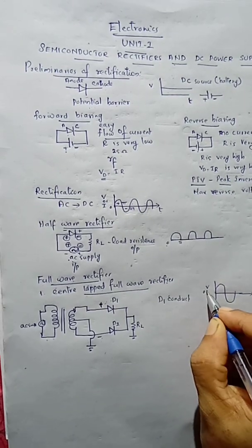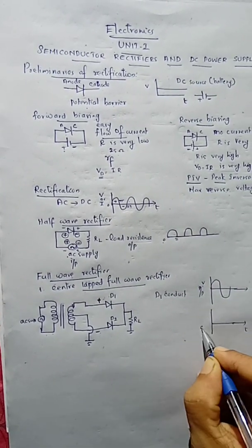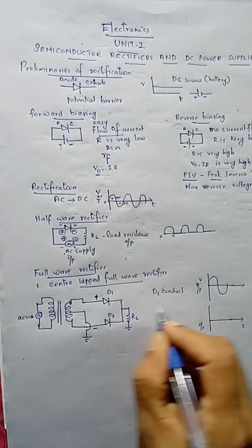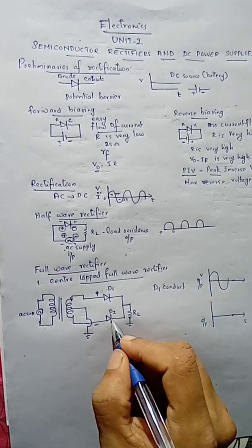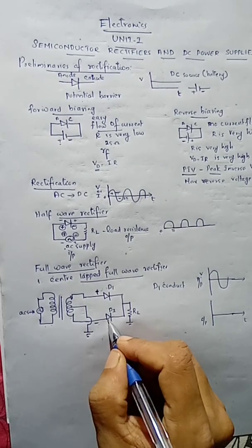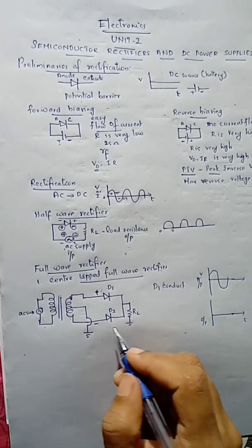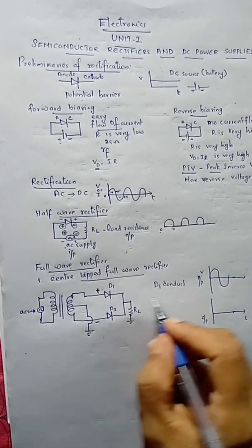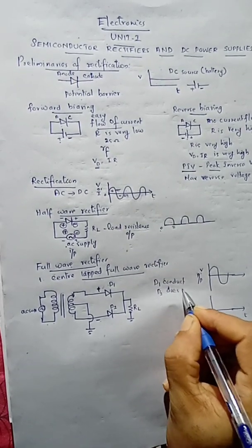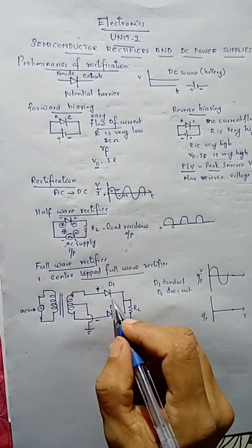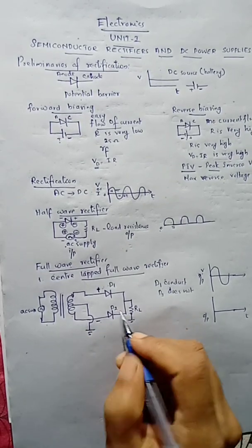This is our input and this is our output. So during the first half cycle of the input AC, diode D1 will conduct and D2 is reverse biased. That is, its anode is connected to the negative lead. So this diode D1 conducts and D2 does not conduct. So a current flows through this external load resistance.